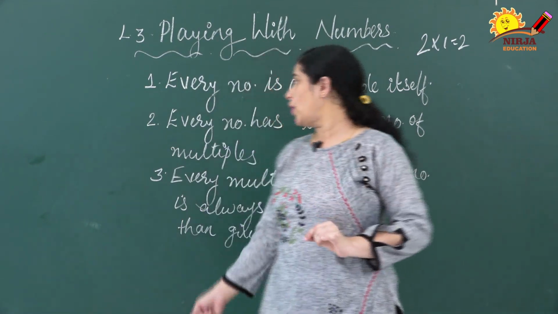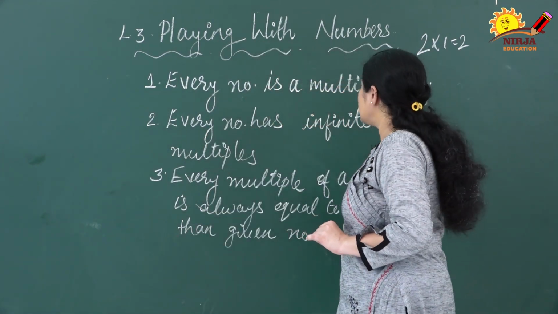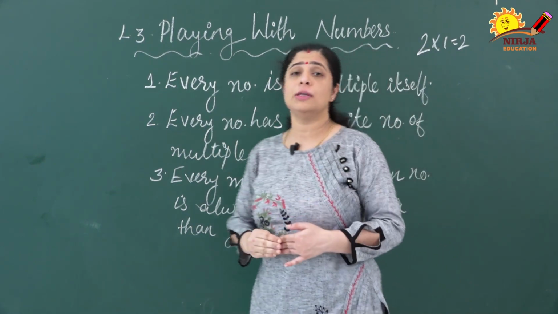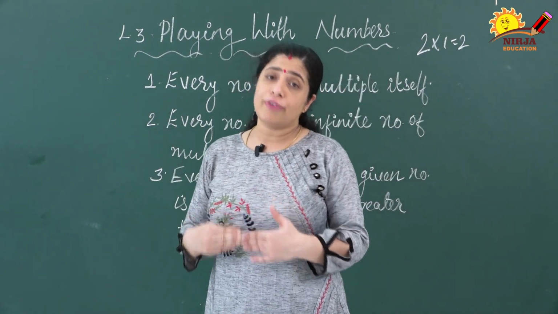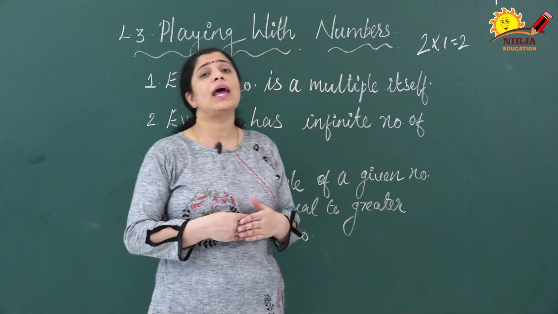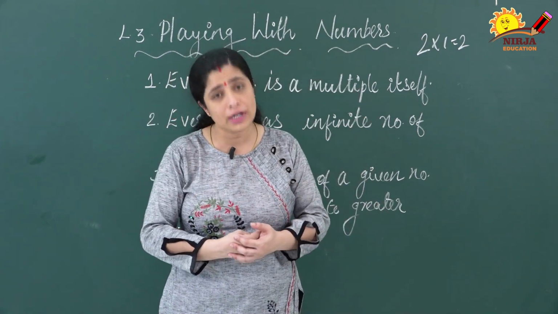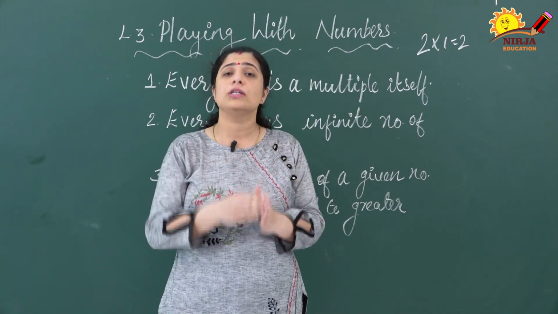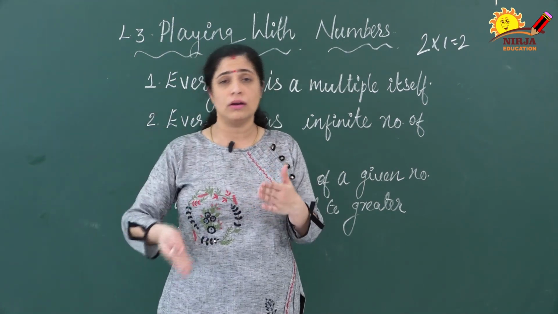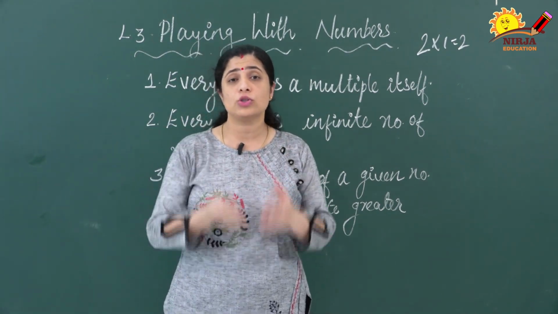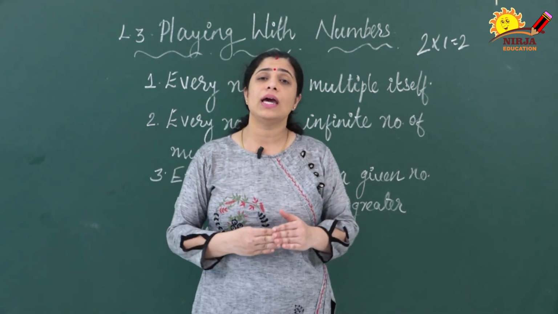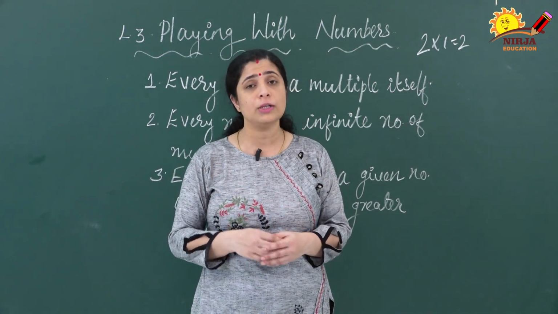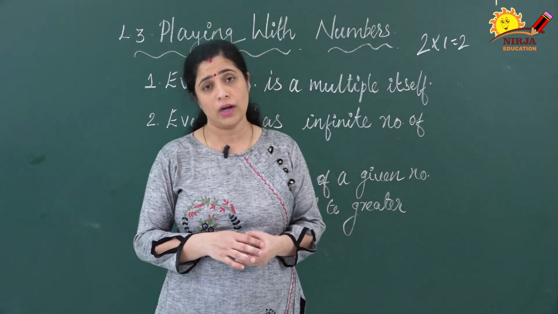What is the second point? Every number has an infinite number of multiples. In factors we discussed a finite number of factors, but here we have an infinite number of multiples, because we can multiply the number by any other number. So it would be difficult to count the multiples. So we say here that there will be infinite multiples for a given number.